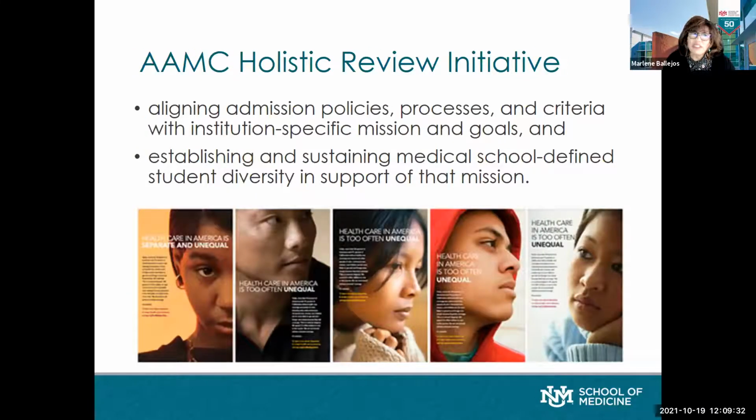So the AAMC's Holistic Review Project was really about aligning our admissions policies and processes with our institution specific goals. So everything that we do in our medical school, we kind of look and say, does this align with our mission? And then really establishing a need for sustained medical school diversification of the physician workforce. And we build that into our mission as well.